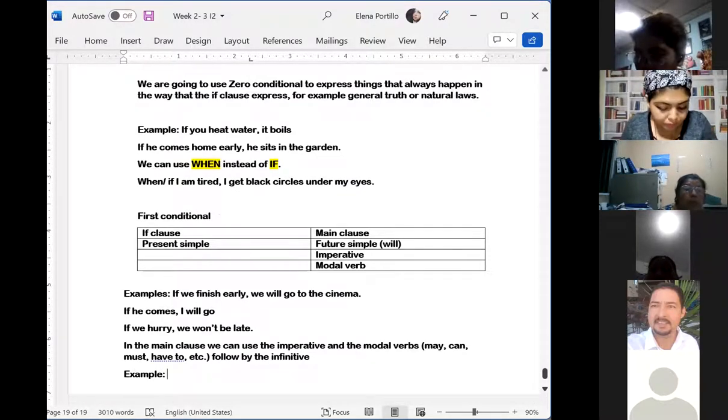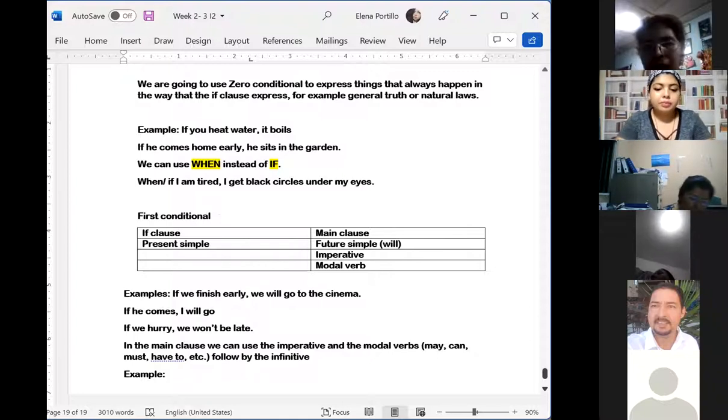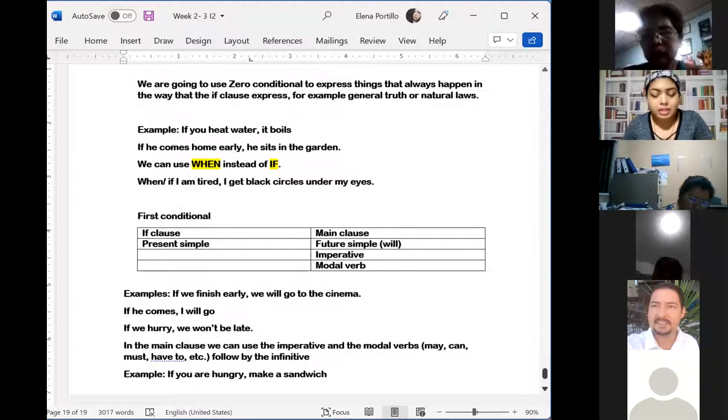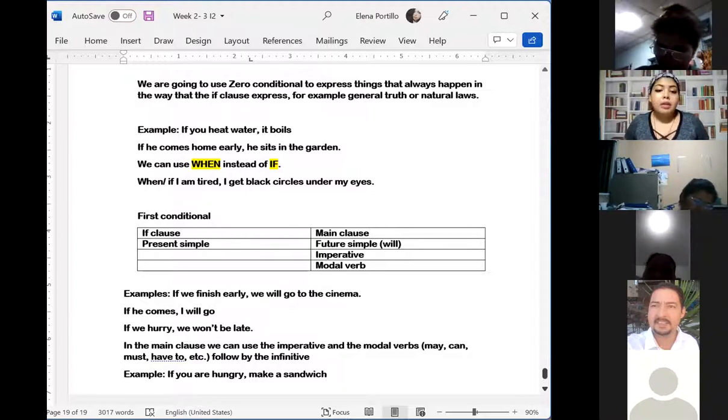We have the example. If you are hungry, make a sandwich. If you are hungry, make a sandwich. Si tienes hambre, haz un bocadillo. In this case, we are using the imperative for the main clause. We have the if clause and we have the main clause. If you are hungry, make a sandwich.